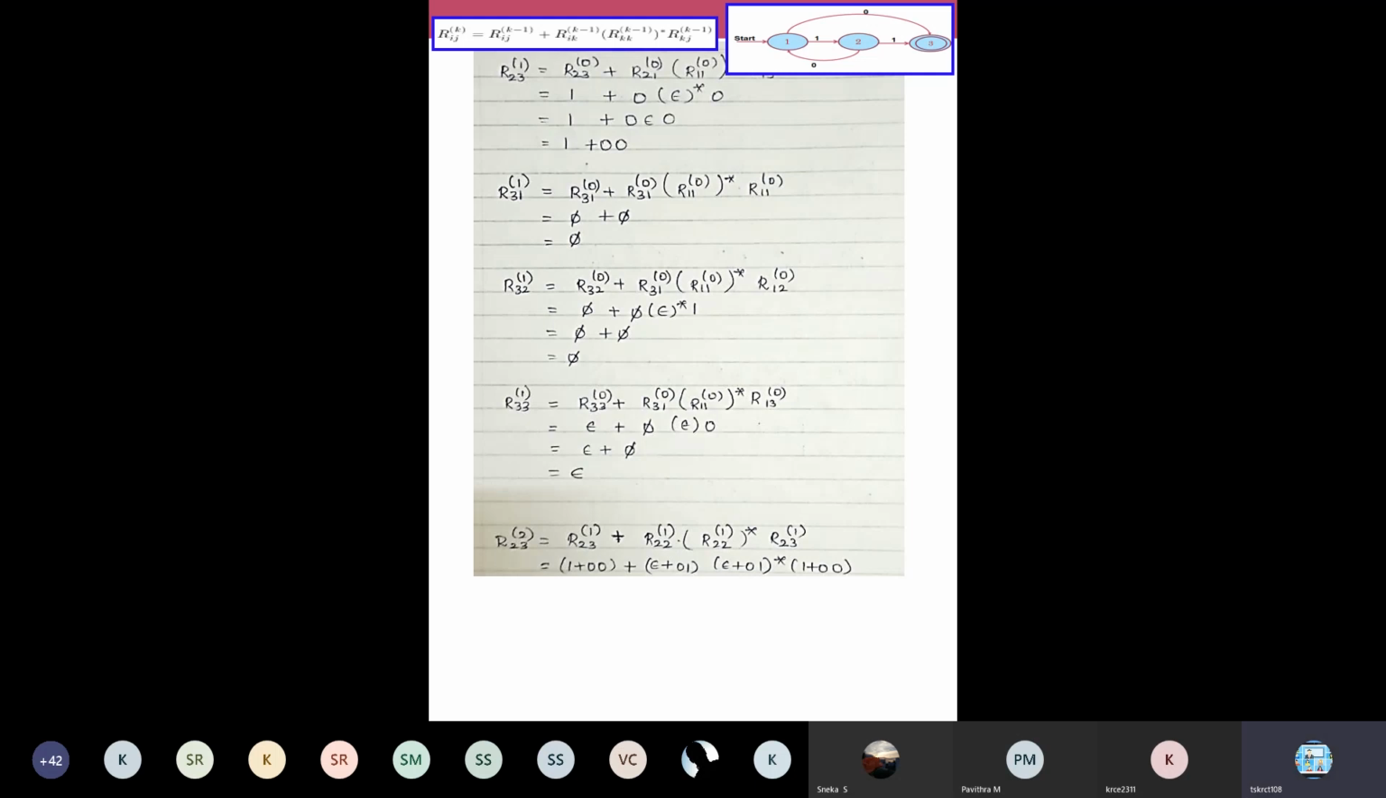Once again for R22 of 1 star, write epsilon plus 0 1 the whole star. And for R23 of 1 it is 1 plus 0 0. Here you are having R23 of 1. Write it and we'll try to minimize this. So while minimizing you just see whether some term repeats. For example, here epsilon plus 0 1 is repeating. Epsilon plus 0 1 is here, epsilon plus 0 1 star is there. When you are having this repetition you can merge these two.